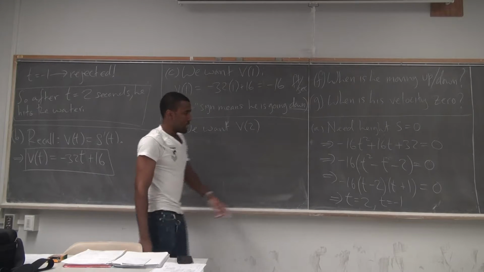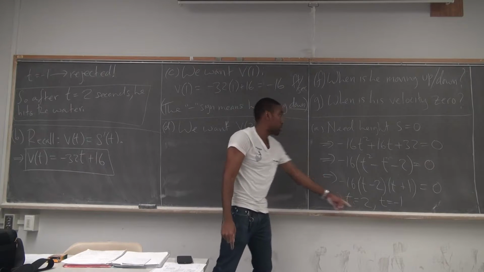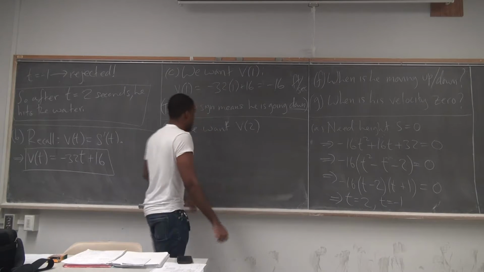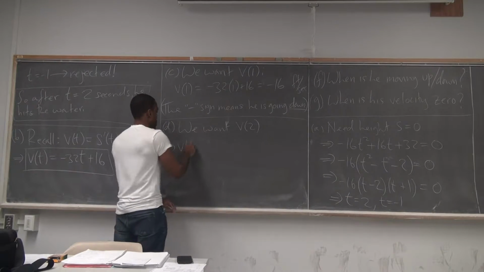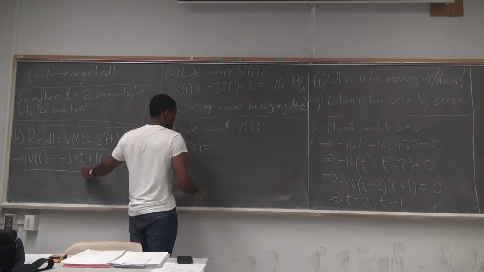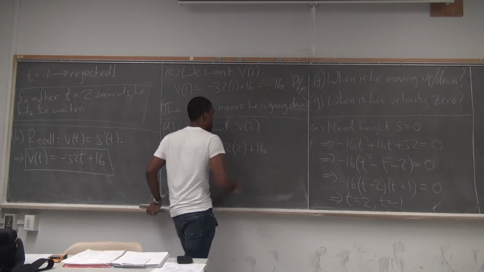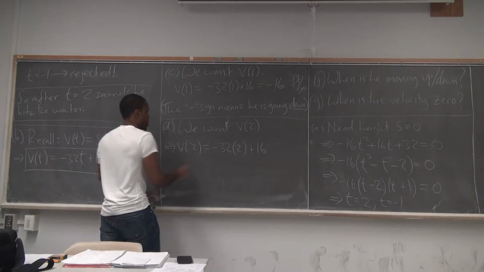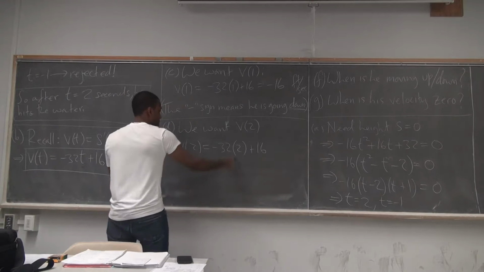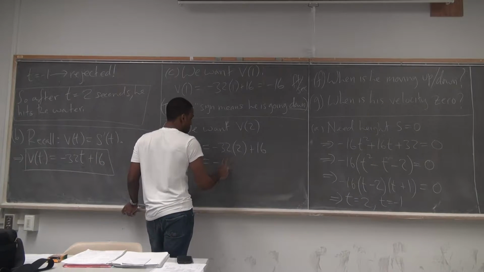Right. Before we figure it out, he hits the water after 2 seconds. So if I want to know what's his velocity when he hits the water, it's his velocity at 2 seconds. So basically I'm going to plug in 2 into the velocity function, which is this guy. Which is going to be, what's that, minus 64 plus 16. About minus 48.